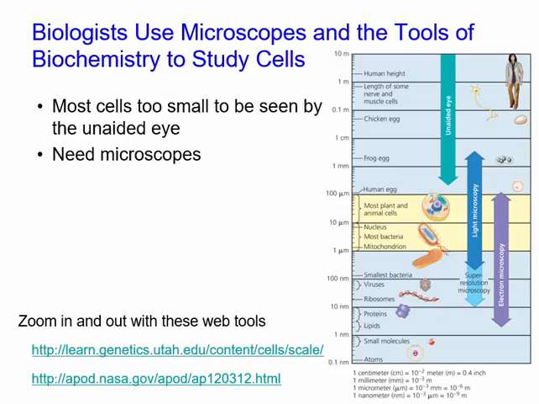Now, one thing I highly recommend you check out are these two links on the bottom left that I have. This allows you to zoom in and out at different levels of magnification. The Learn Genetics one is more focused on living things, molecules in living things and higher up. And then the NASA one goes down to subatomic structures all the way up to the scale of the universe. Really cool web tools.